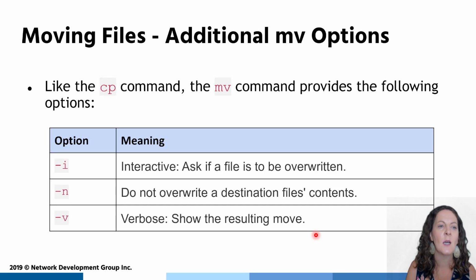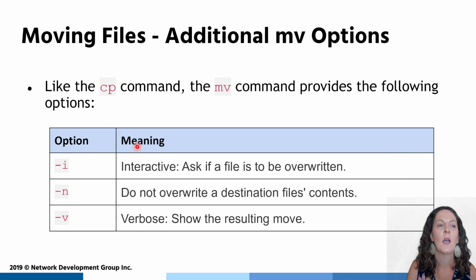Some additional options for moving is your -I, your interactive that we've mentioned, your -N, not to overwrite destinations. There's a good one to be aware of. And then the -V if you want to see what the output is. Okay, so any of those are handy ones. Again, man space cp, and you can see all the options that you've got there.